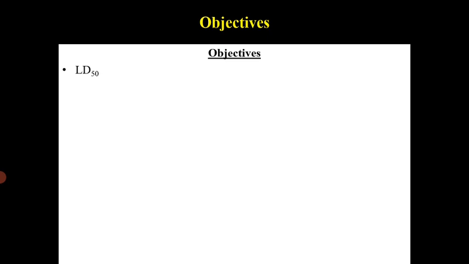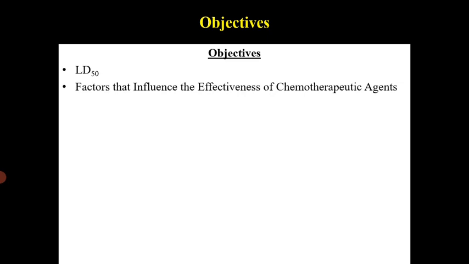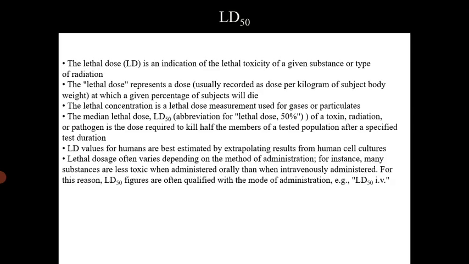Objectives are LD50 and factors that influence the effectiveness of chemotherapeutic agents. Let's see LD50. What is LD? It is lethal dose. In toxicology, lethal dose is an indication of the lethal toxicity of a given substance or a type of radiation.